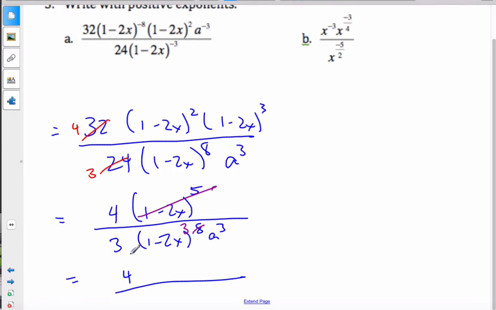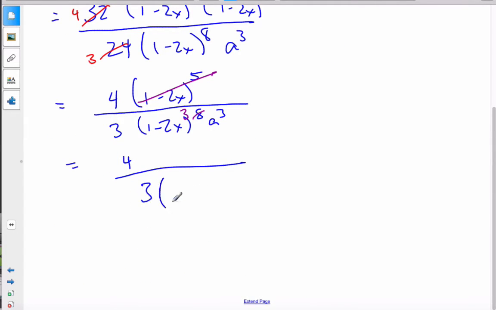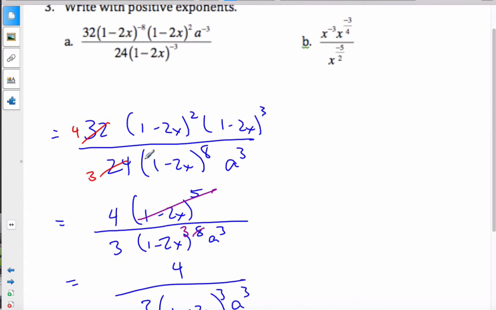And so I end up with 4 on the top, and on the bottom I get 3, 1 minus 2x to the cubed, a to the cubed. And really this a to the cube kind of seems just thrown on, but it's also part of the solution. Okay, so my approach was to make everything positive first and then simplify.